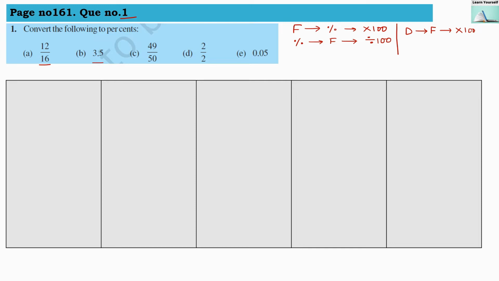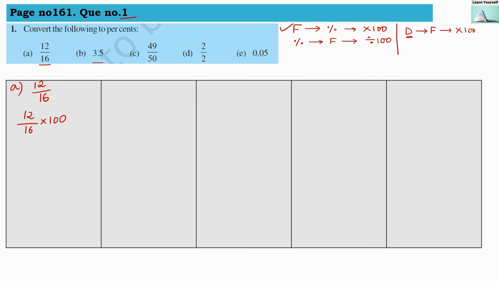So one step will be more when the decimal numbers are there, but the remaining thing will be the same. So here let us start with A, 12 by 16. This is in fraction form. When we are converting into percentage, we have to multiply with 100. So 12 divided by 16, in multiplication with 100.